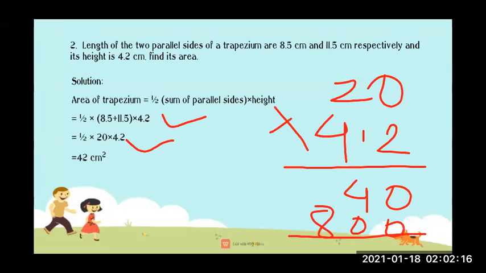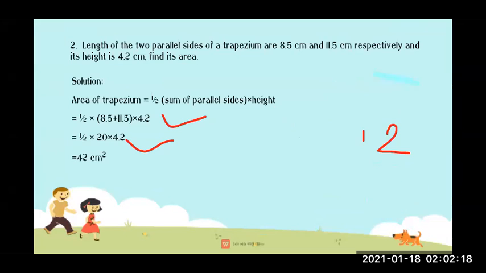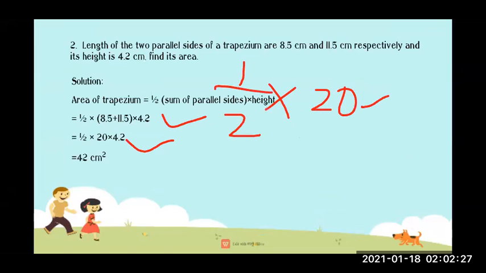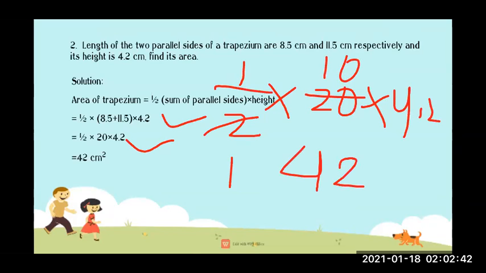See, now, wait a minute. Here you got half multiplied by 20. We missed that half part, multiplied by 4.2. Now here 2 ones are 2 and 2 tens are 20. Now 10 into 4.2, 10 times 42 is 42 only, but 0 will come, it becomes 420. After one number we will put the point. So here 0 will cut. What will be our answer? Our answer will be 42 square centimeter.